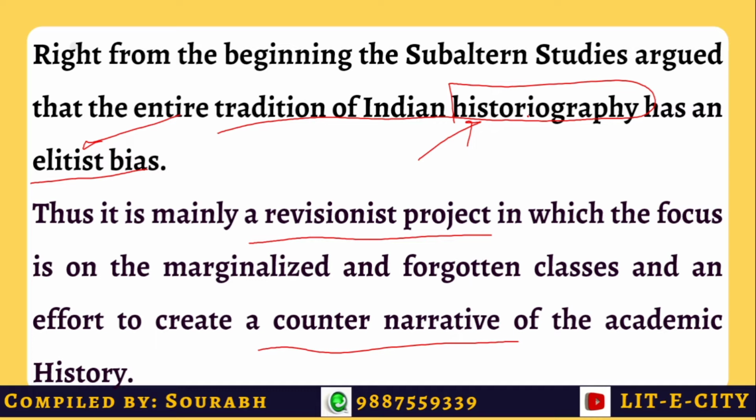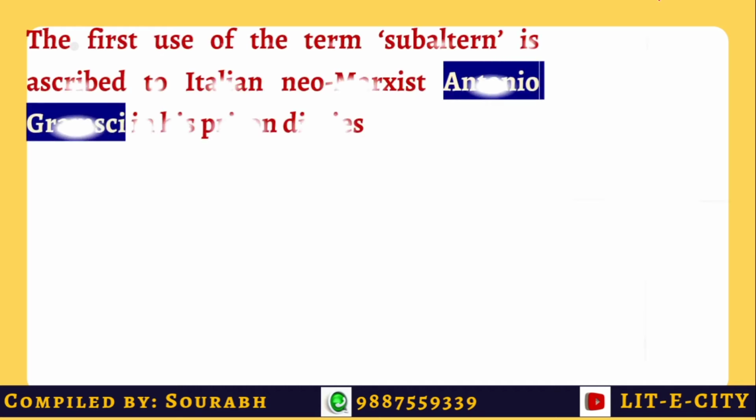So we have an academic history which is verified by the government institution, which is promoted by all the high education institutes and academic institutes, but they do not include certain aspects of history, and that is why subaltern studies do their revision and try to bring a counter narrative of the official history.